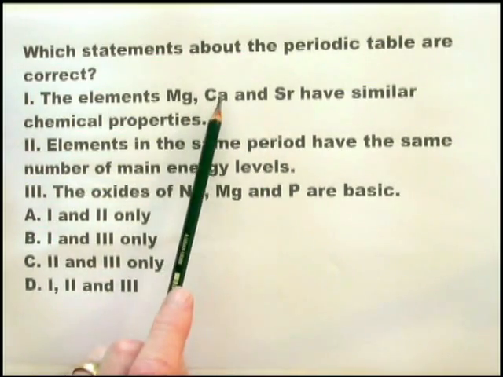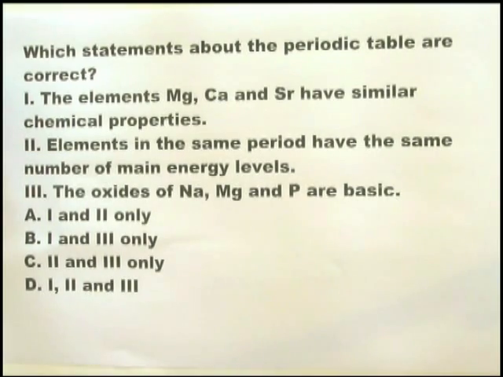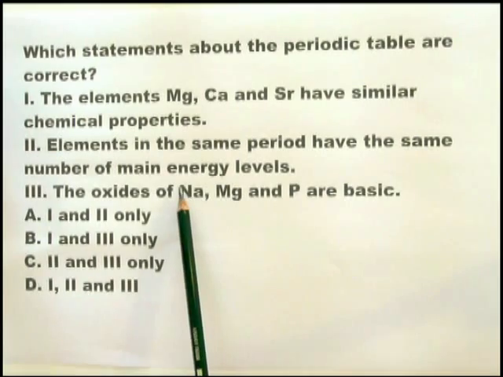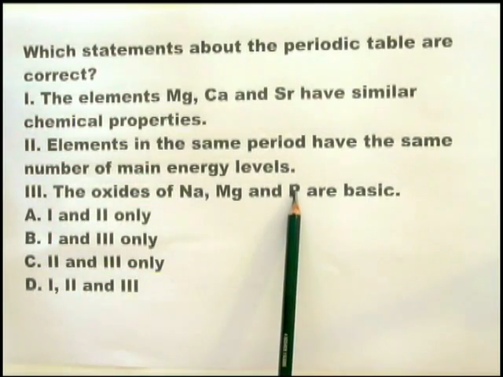Clearly, magnesium, calcium and strontium do have similar chemical properties because they are in the same group, and that is group 2. The other thing to know, which is not directly in the periodic table, but you should know it, is that the oxides of the metals on the left are always basic, whereas the oxides of the non-metals on the right are not basic. They are acidic: carbon dioxide, sulfur dioxide, phosphorus pentoxide, etc.